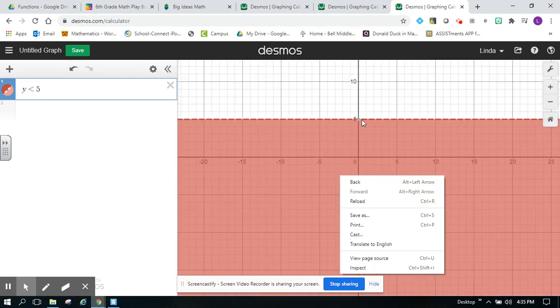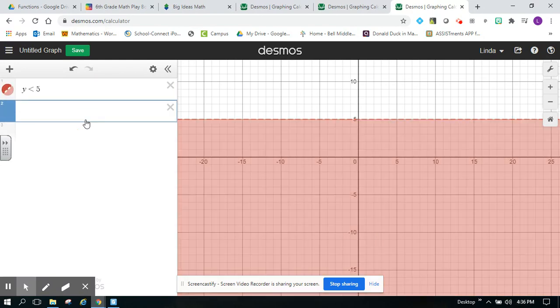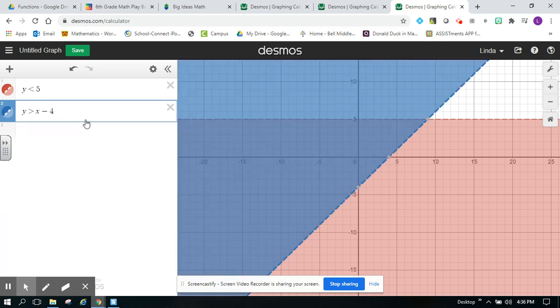So it's going to be at y, and notice it is a dotted line because it is not equal to, and y is greater than x minus 4. So there's my two lines. I can see on Desmos where they overlap. So where the two, this whole big triangle right here, where they overlap. So there's obviously an infinite number of solutions.